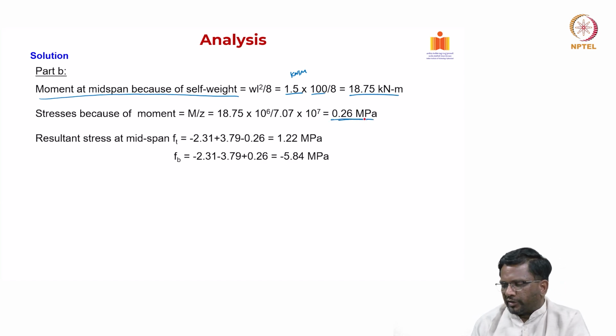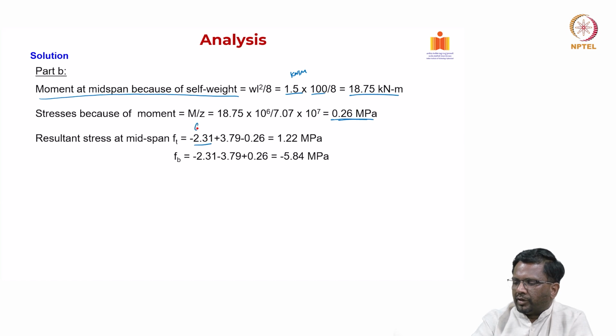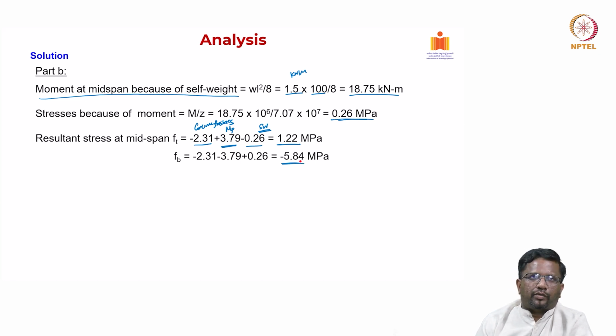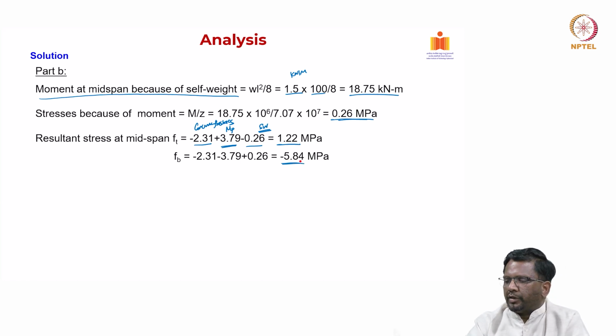Now, the resultant stresses: this is again from concentric pre-stress, this is self weight, and this is from moment due to pre-stress. When you add all of them, the principle of superposition is valid; again 1.22, and here it is negative 5.84. This is including the self weight.